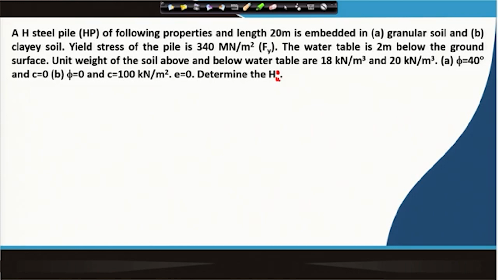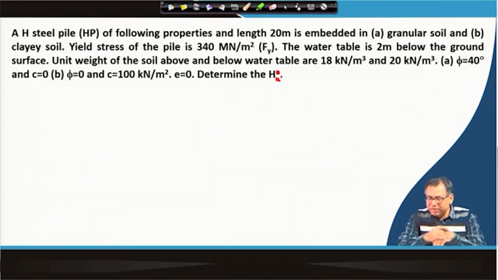The example problem that I have chosen is an H steel pile, an H section steel pile of the following properties, and a length of 20 meter embedded in soil. Two cases: this H section pile is embedded in a granular soil and in a clayey soil. The yield stress of the pile is 340 meganewton per meter square. For every H section pile, this yield stress is given, so this yield stress is known.